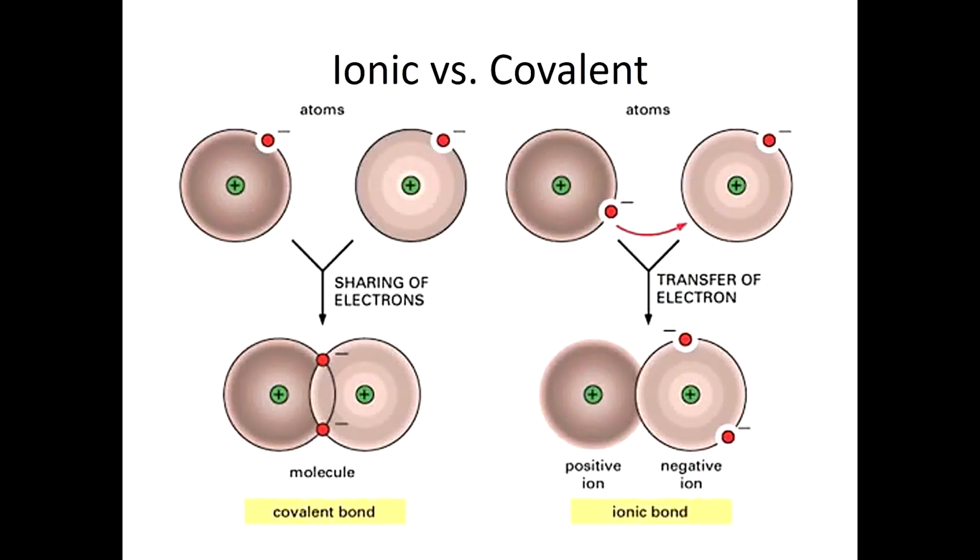So this little diagram here just shows you the difference between ionic and covalent bonding. You'll notice over on the left side, this is a covalent bond. You have 2 nonmetals who end up sharing electrons, and those form what we call a molecule. A molecule is covalently bonded together. On this side, this atom is losing an electron to this atom. So this becomes a cation, and this becomes an anion, and they are held together by their opposite charges. So that's an ionic bond.